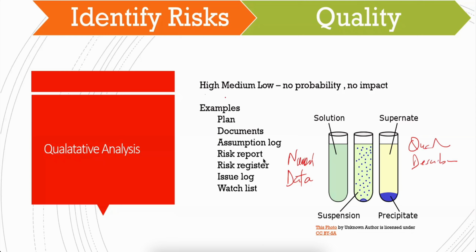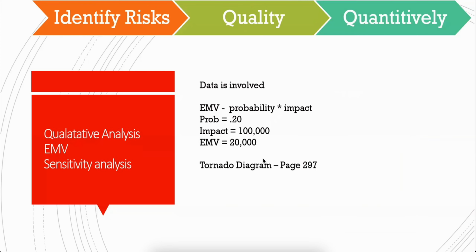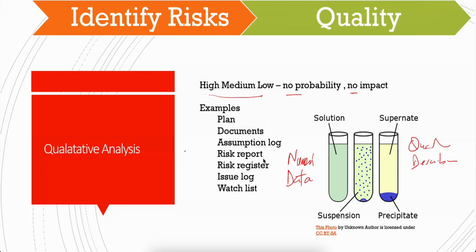So you use low, medium, high. No, you don't indicate probabilities. You don't indicate impacts in a qualitative analysis. And all of these things are qualitative. Your documents are qualitative. Your plan, which is just a document, assumption log is qualitative. Risk report is qualitative. Risk register without the numbers is qualitative. Issue log is qualitative. Watch list is qualitative. There's no data included in any of these.